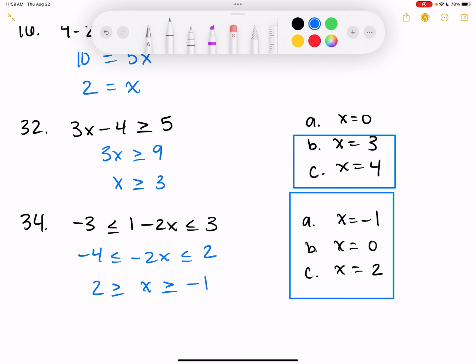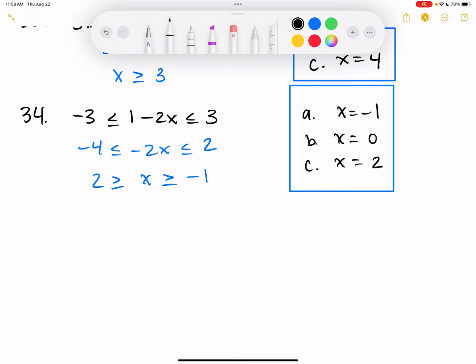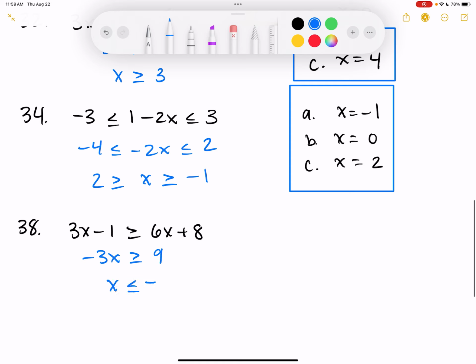Solve the inequality and draw a number line graph of the solution set. Number 38: 3x minus 1 is greater than or equal to 6x plus 8. So I'm going to subtract the 6x over here and add the 1. So negative 3x is greater than or equal to 9. Divide by the negative, which means I flip that inequality. So x is less than or equal to negative 3.